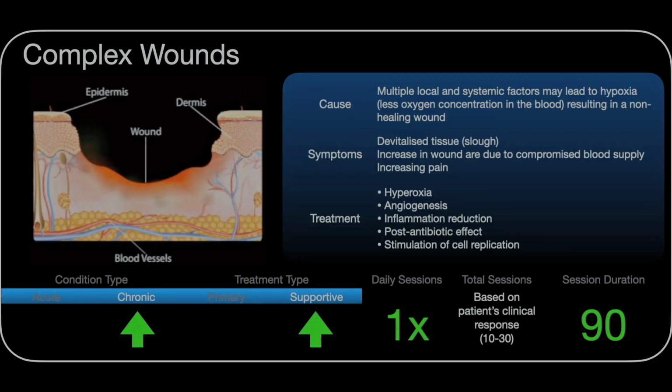The use of hyperbaric oxygen therapy within the context of complex wounds would rely on hyperoxia, angiogenesis, reduction in swelling and redness around the wound, enhanced antibiotic activity, and the stimulation of the formation of new cells. Patients would be exposed to 1 session per day. The total number of treatments would depend on the patient's response to treatment.